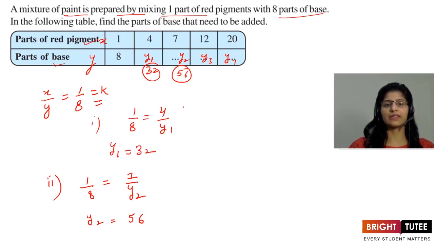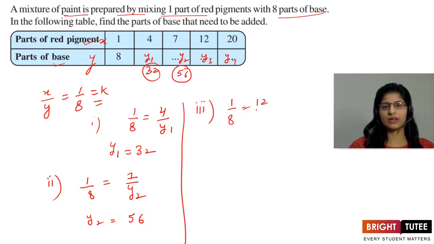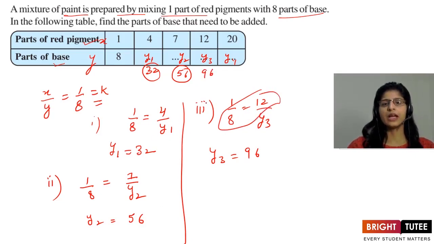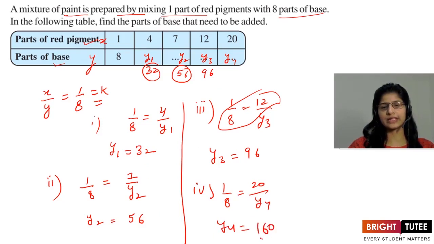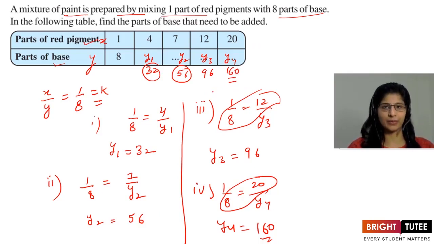Okay, now Y3 we have to calculate. In the third part we will write 1 upon 8 equals 12 upon Y3. So Y3 is equal to 96, since 12 into 8 is 96. The last one is 1 upon 8 equals 20 upon Y4. So Y4 is equal to 160, since 20 into 8 is 160. So these are the parts of base for 4, 7, 12 and 20 parts of red pigment.